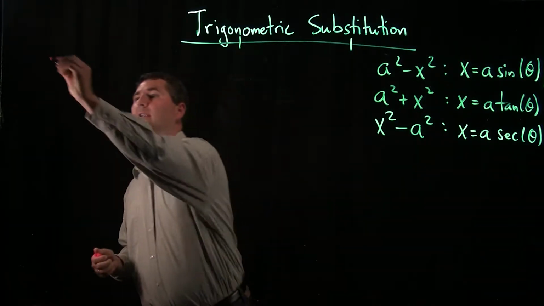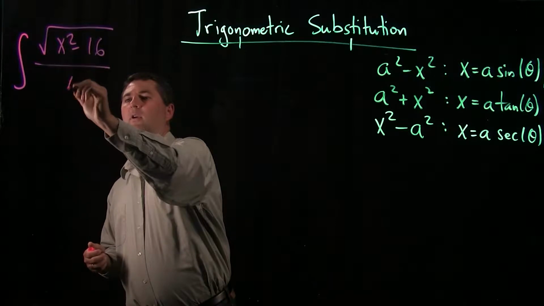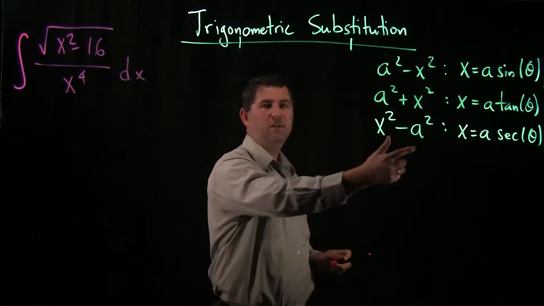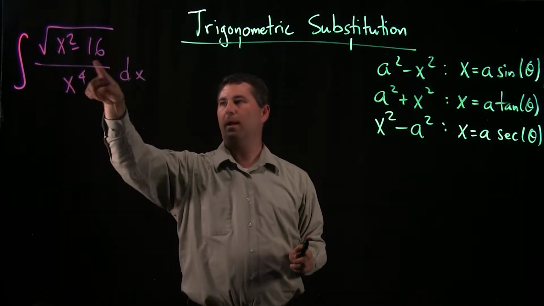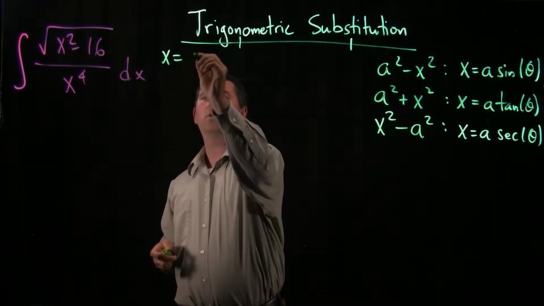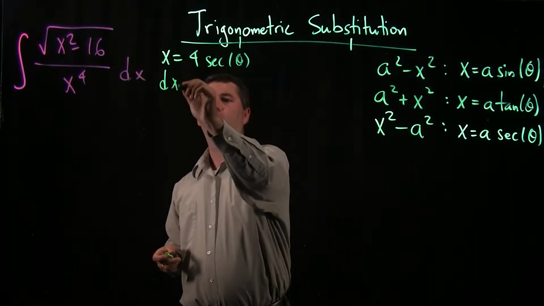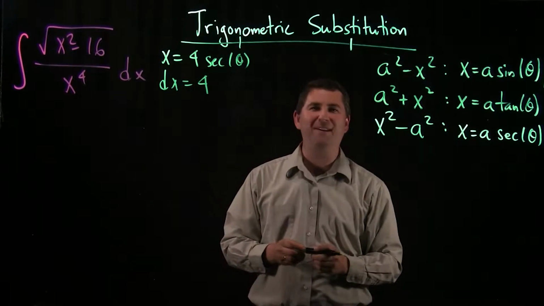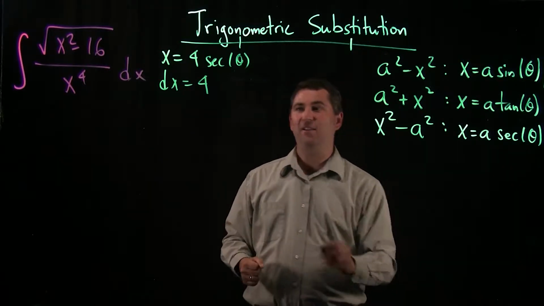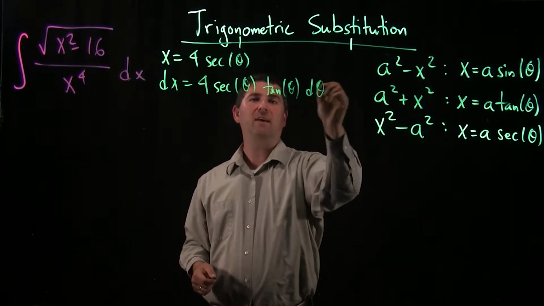Say we wanted to find an antiderivative for the square root of x squared minus 16 over x to the fourth dx. According to our table, since I have this nice form, x squared minus 16, and 16 is 4 squared, I'm going to use the substitution x equals 4 secant of theta. I find my dx. It will be 4. Oh man, you need to know the derivative of secant. What's the derivative of secant? Well, it's secant tangent. So 4 secant tangent d theta.